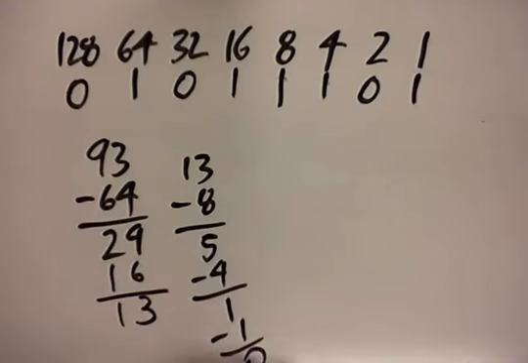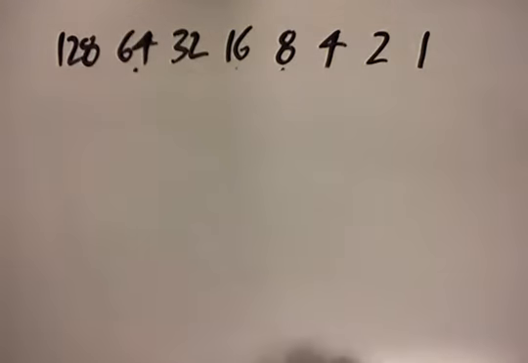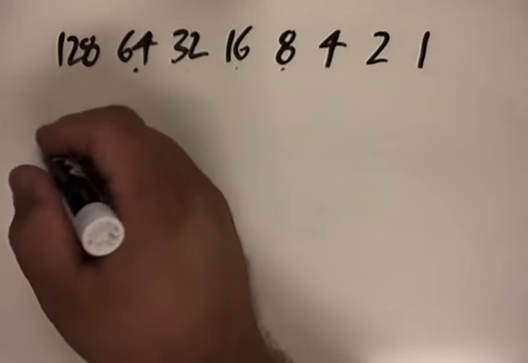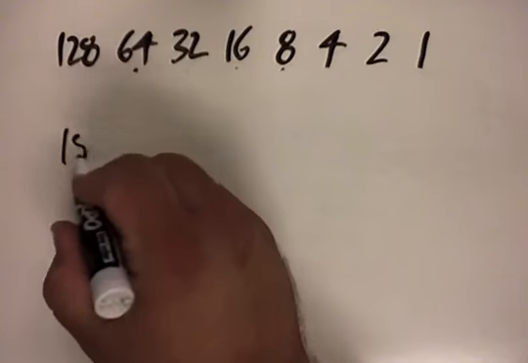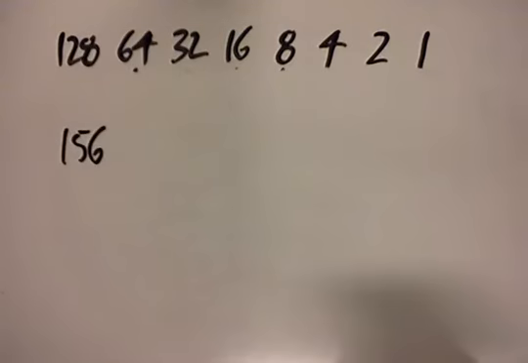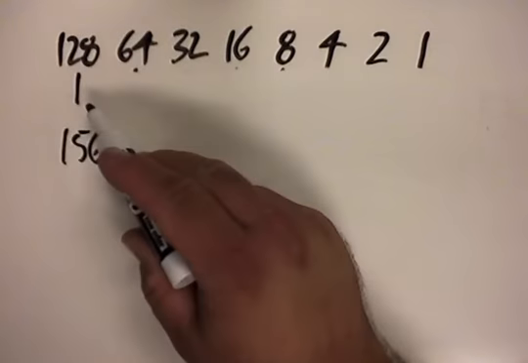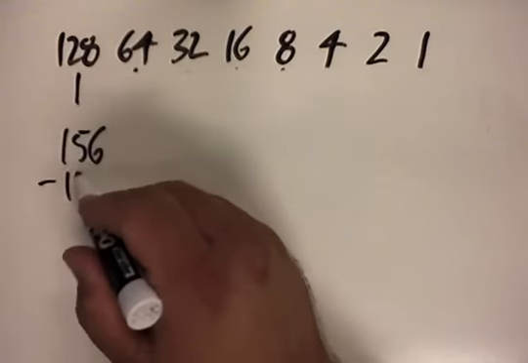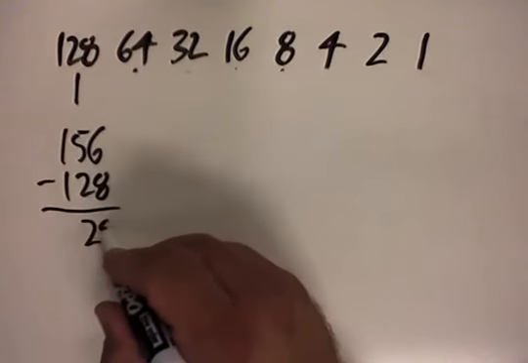All right, one more time. Let's do a little bit bigger number. This time, we'll do the 156. Squeeze this over here, 156. Okay, so 156. I can indeed subtract 128 this time, so I'll indicate that. I'll subtract 128 from that. When I subtract 128, I get 28.